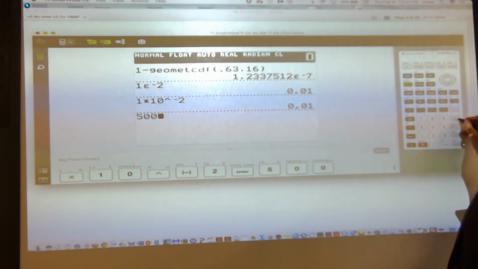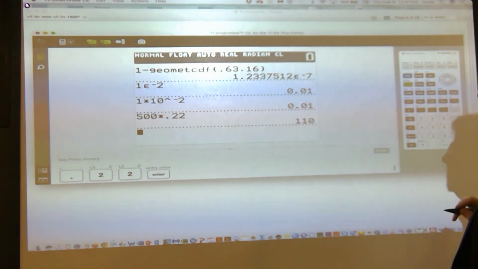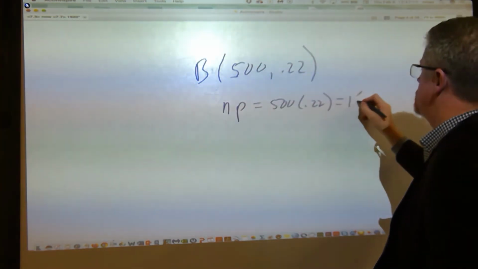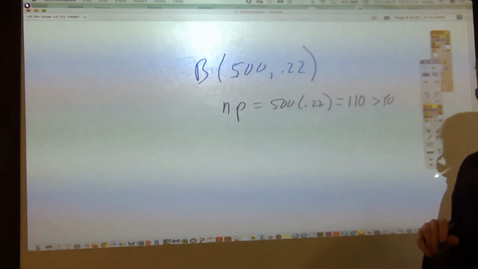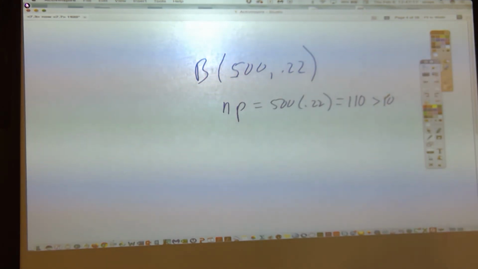n is 500 times p is 0.22, which is 110, which is greater than 10. So the success condition has been satisfied. The expected number of successes is greater than 10.